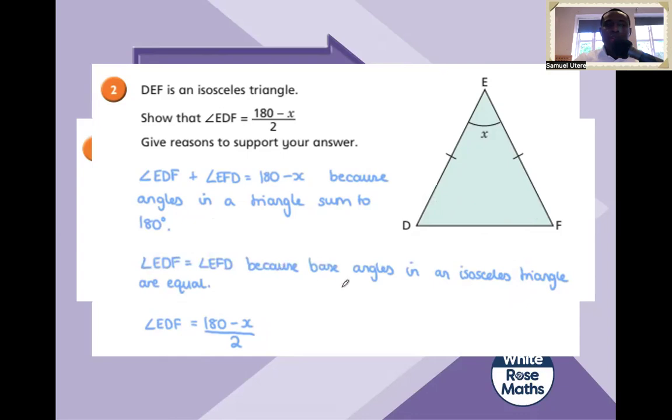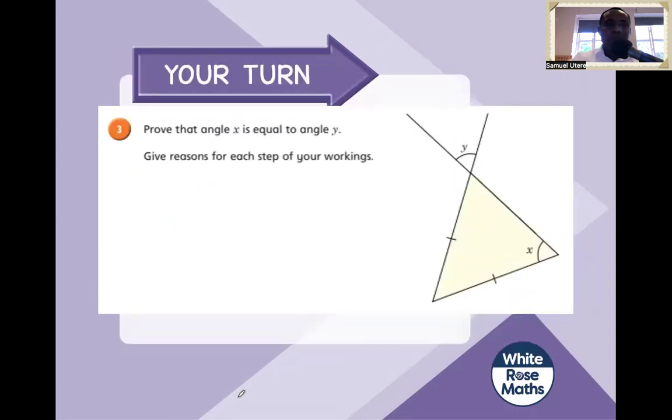Now, for an isosceles triangle, the base angles must be equal. So it means whatever we have left, we have to divide it equally between these two angles. Now, this is what we have left. To divide it equally between the two means to divide by 2. And that is why you have this expression here. Pause the video and answer question 3 in 1 minute.